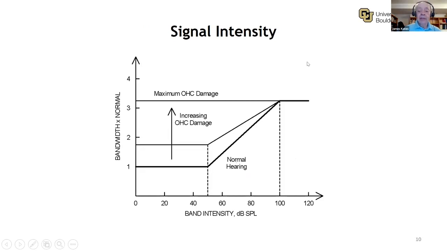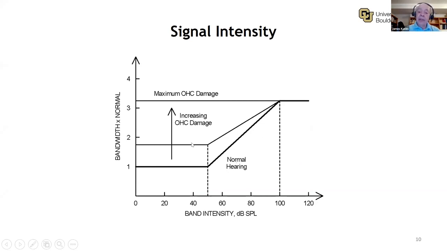Signal intensity also impacts the auditory filters. This is based on some human perceptual data that Stuart Rosen published many years ago. For very low signal levels, the bandwidth stays relatively constant. So for normal hearing, that would be a normal bandwidth. Then as the signal level increases, the bandwidth of the auditory filters increases till at very high levels, the filters are the broadest they can possibly be.